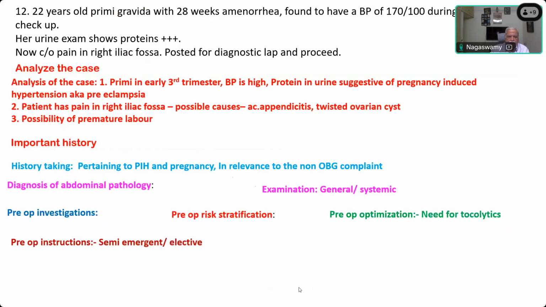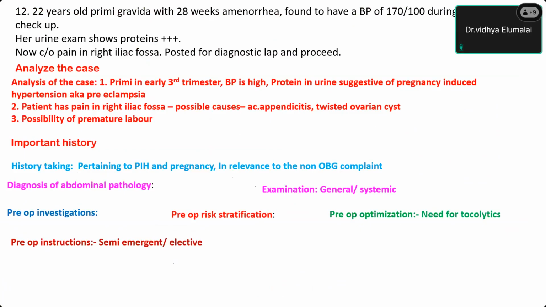Pre-op instructions may be semi-emergent or elective, depending upon the severity of the surgical pathology. So if it is semi-urgent, what is your plan of anesthesia? If it is elective, what is your plan of anesthesia? What is the difference between these two conditions? Sir, for elective, NPO guidelines can be given or not? So we can give anyway.